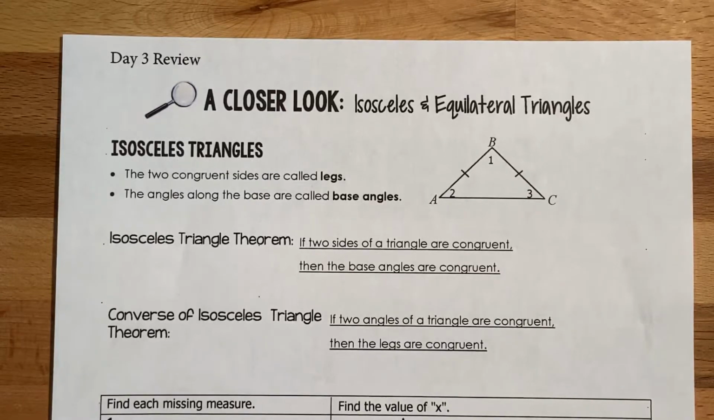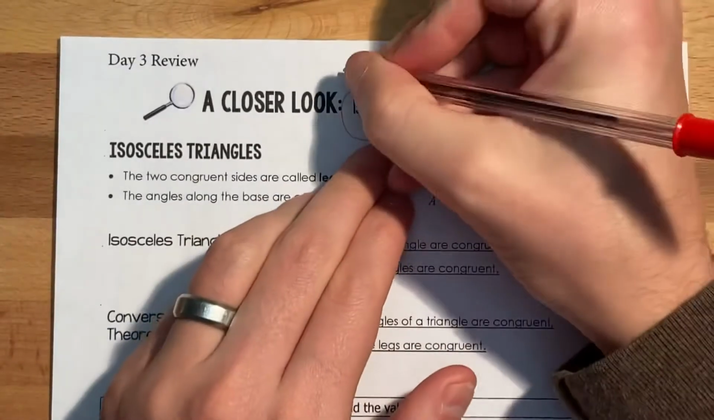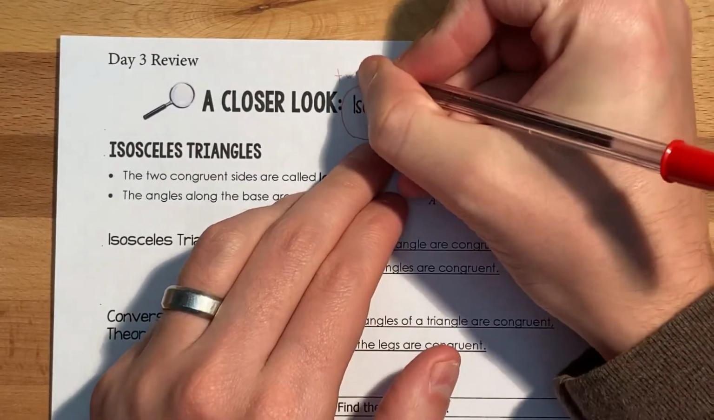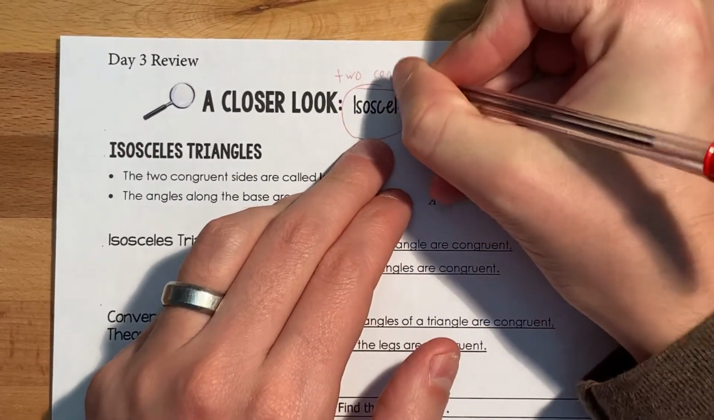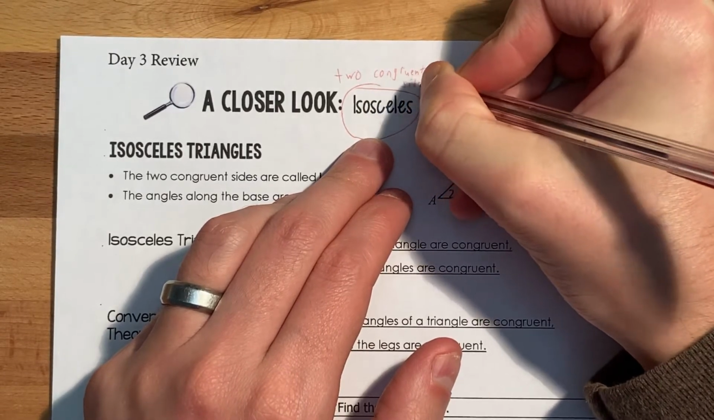Hello, today we are talking about triangles again, this time specifically isosceles and equilateral triangles. So if you have forgotten, an isosceles triangle is a triangle with two congruent sides. Once again, congruent just means that they are the same length.